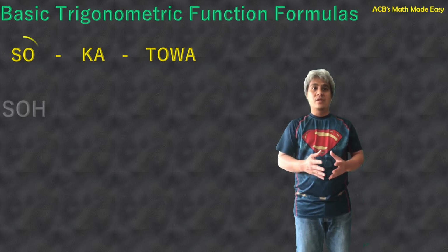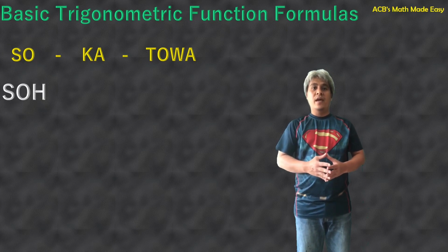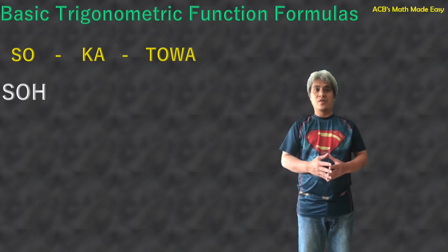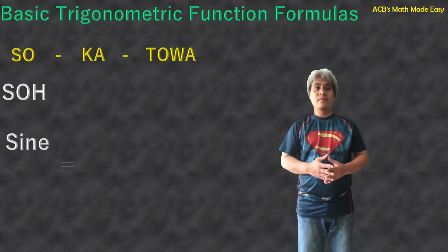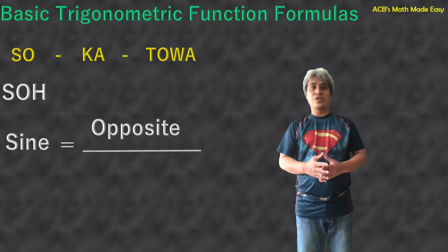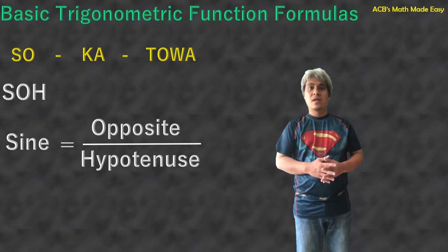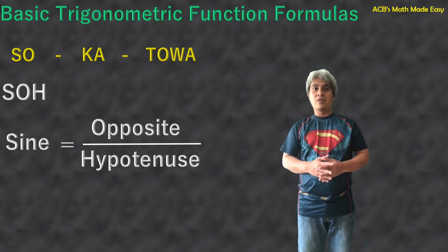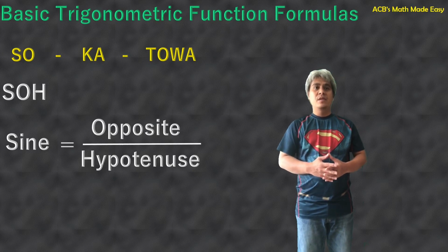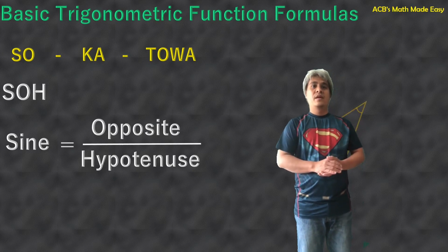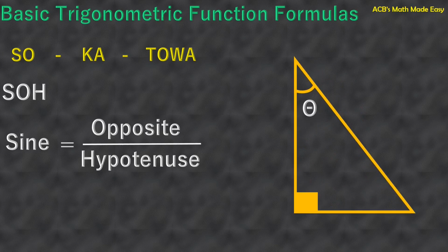SOH stands for "so", S-O-H. S stands for sine, O stands for opposite, and H stands for hypotenuse. Now, we'll apply it to the right triangle. This is the right triangle, and this is the angle theta. This will be the hypotenuse, the base, and the adjacent of the angle theta.